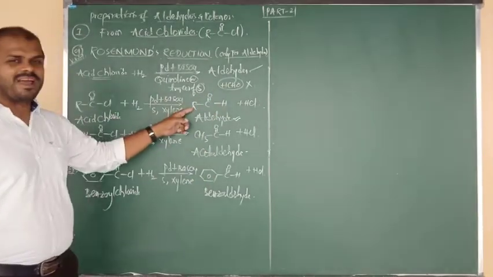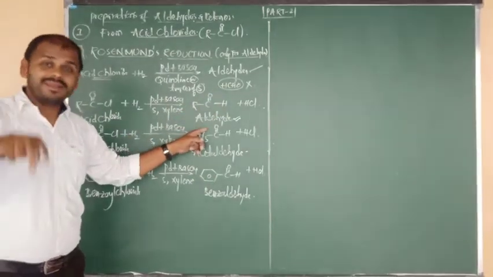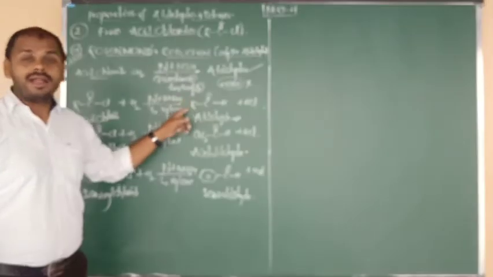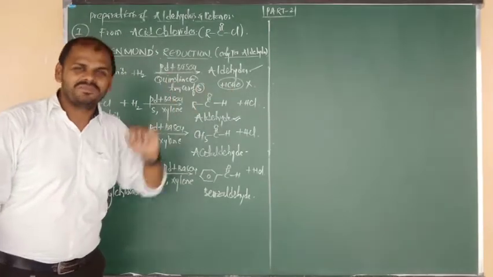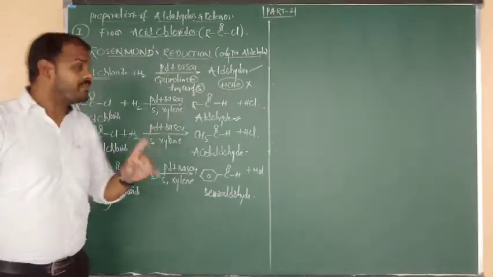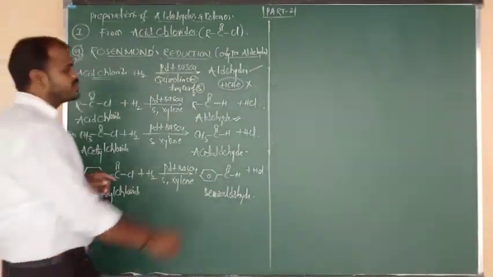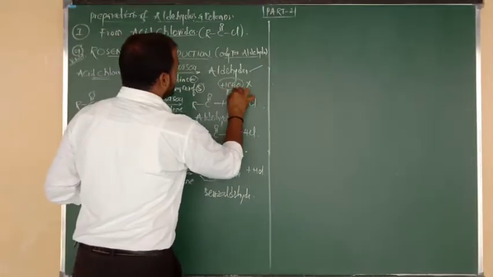Because as per the formula, we are preparing an aldehyde in which C should be there, and in the R place more carbon will be there. But in formaldehyde, only one carbon is there. So formaldehyde we can't prepare by Rosenmund, and one more is nothing but what? Ketones.